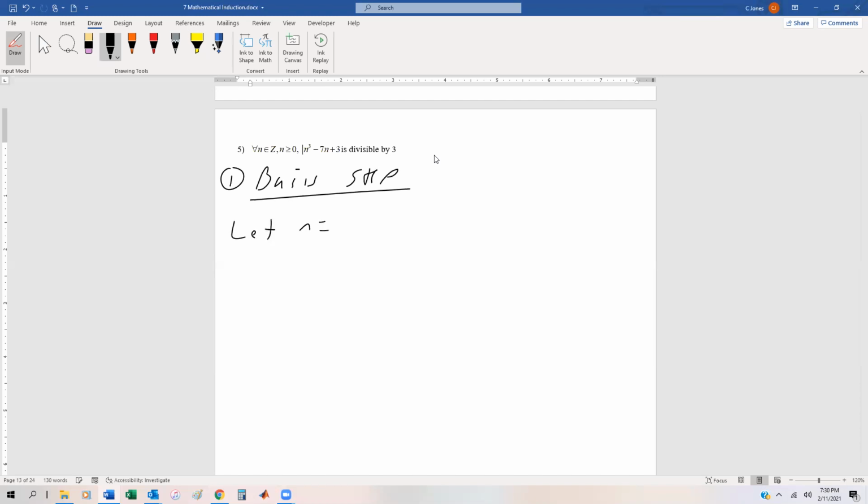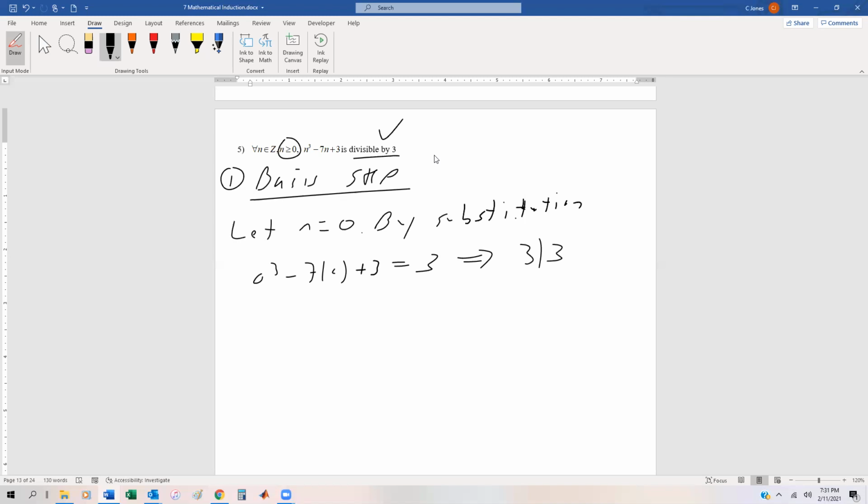Let's let n be equal to 0. All right, let's just use the most basic step that we can. We can use whatever we want, but by substitution, we can say that 0 cubed minus 7 times 0 plus 3 is equal to 3. And we know that 3 divides 3. And remember, we're looking for divisibility. And of course, if you really wanted to, you could say 3 equals 3 times 1, which contains a factor of 3. So by definition of divisibility, this is fine for us because we're just trying to verify the basis step.